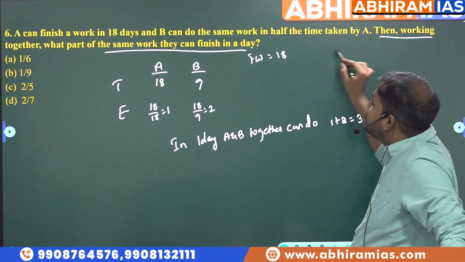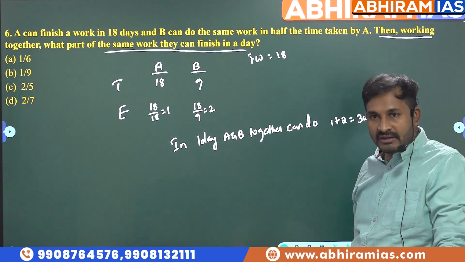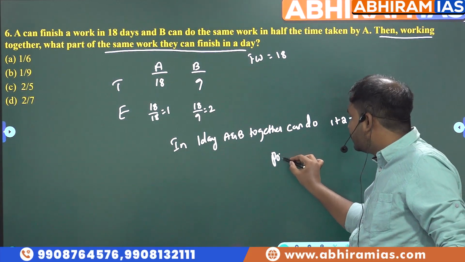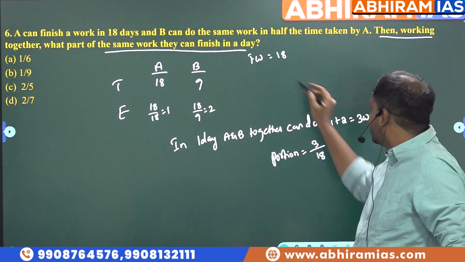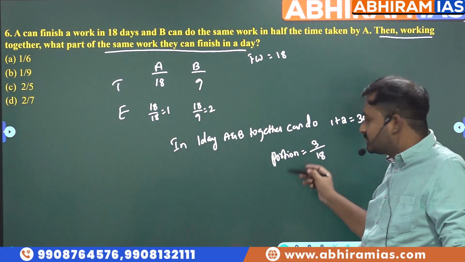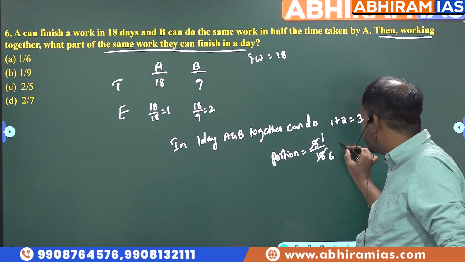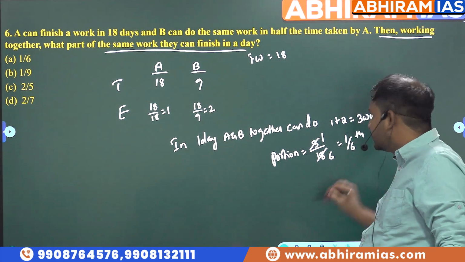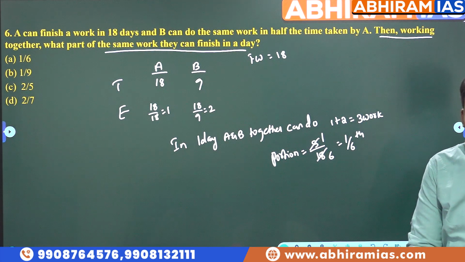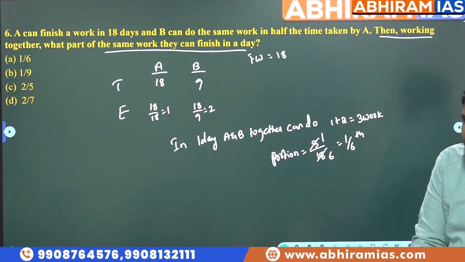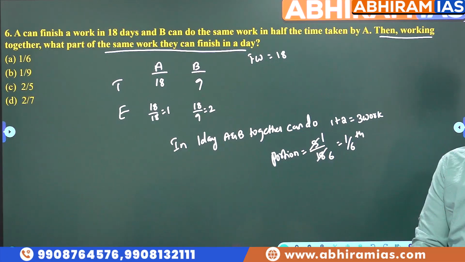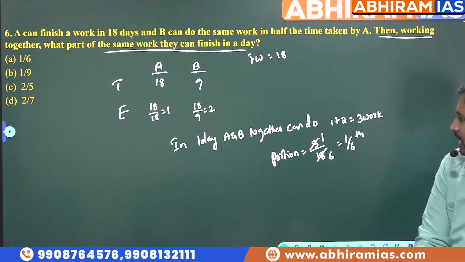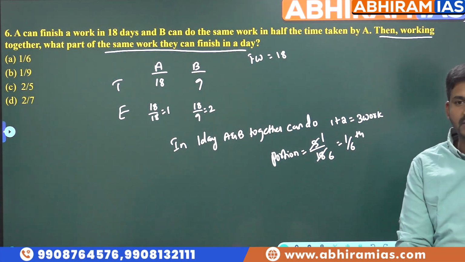But they are asking us what part of the work? Portion means what we will do? 3 by total work, which is 18. 3 work out of total 18 work. So what part of the work will be done by them? 1/6 of the work. In a single day they can do 1/6 of the work. What part of the work means they can do 1/6 of work in a day.